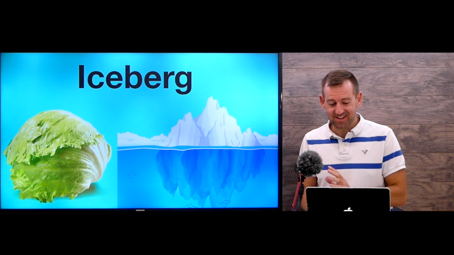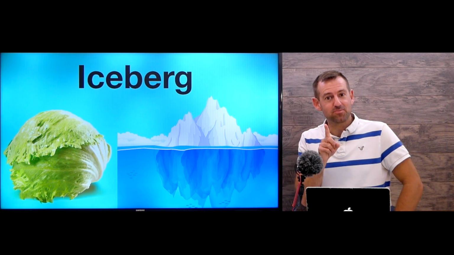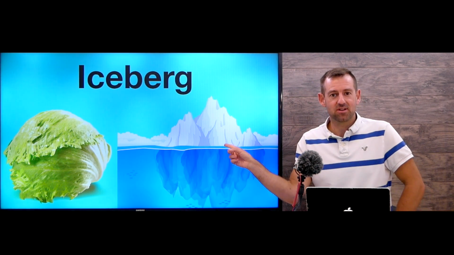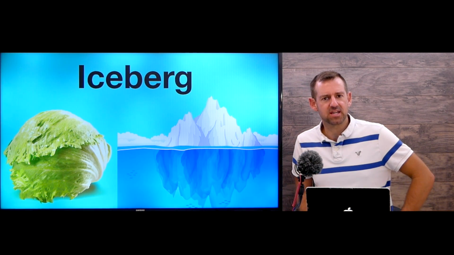So let's take a look at the puns, okay? So iceberg. The first pun is the word iceberg. Okay, so this is an iceberg, right? An iceberg is a chunk of ice floating in the ocean. Remember the movie Titanic?